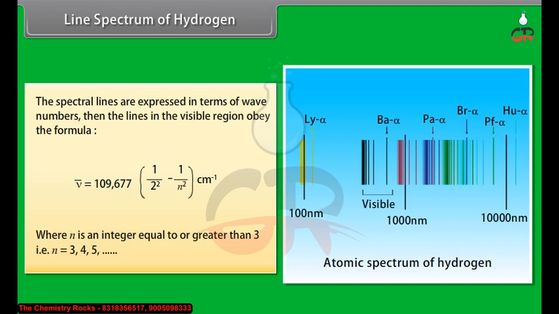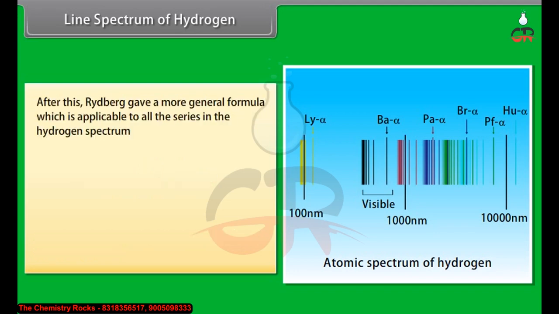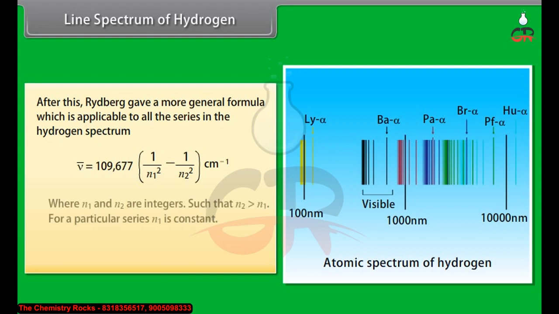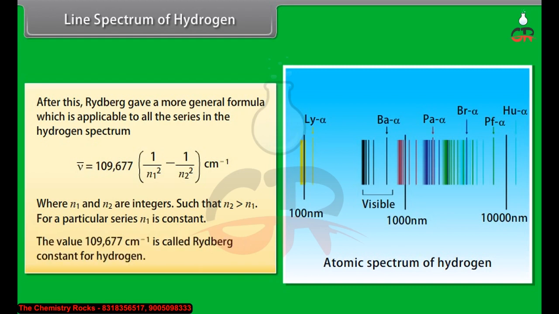After this, Rydberg gave a more general formula, which is applicable to all the series in the hydrogen spectrum. Wave number is equal to 109677 into 1 by n1 square minus 1 by n2 square per centimeter, where n1 and n2 are integers, such that n2 is greater than n1. For a particular series, n1 is constant. The value 109677 per centimeter is called Rydberg constant for hydrogen.